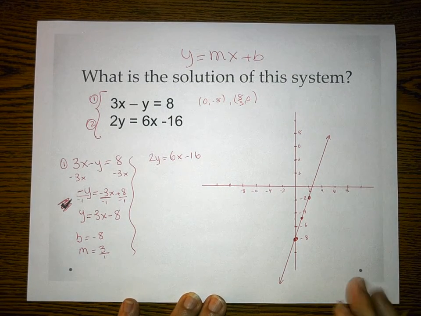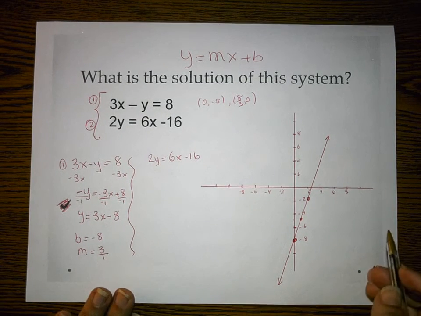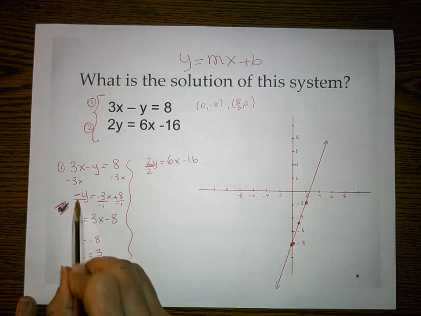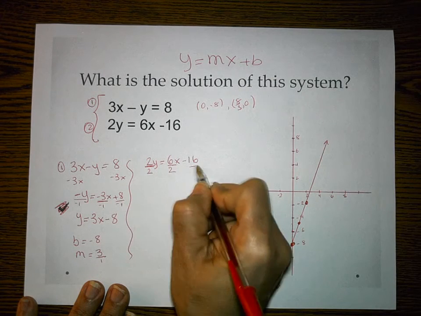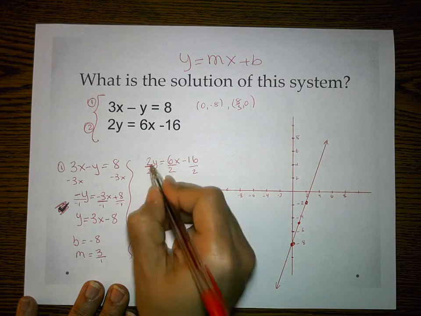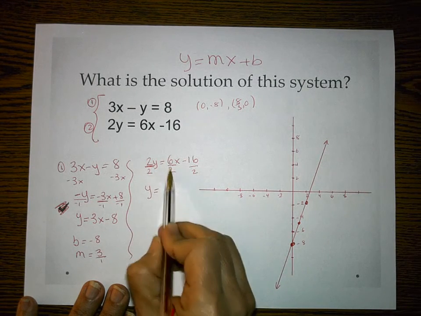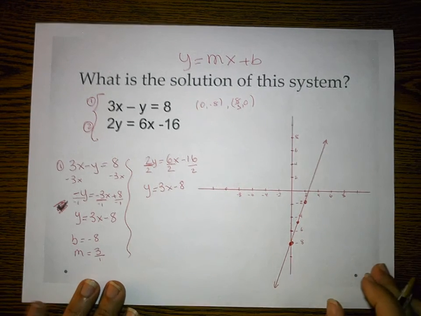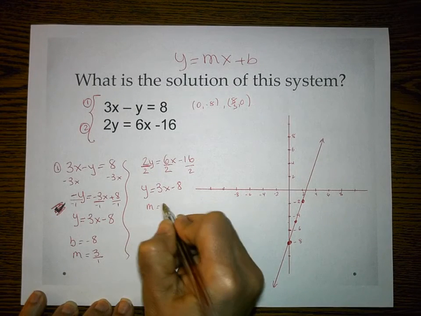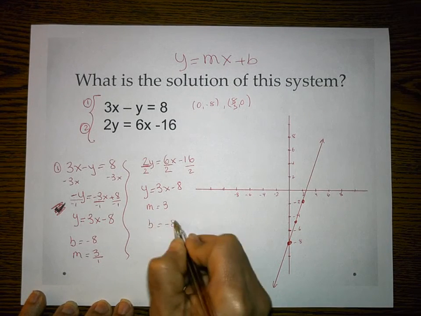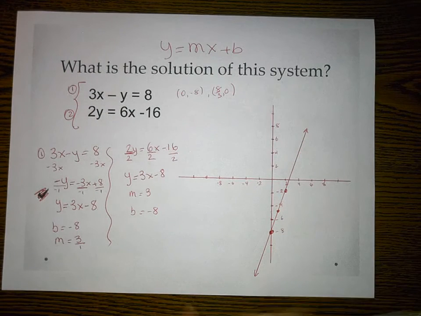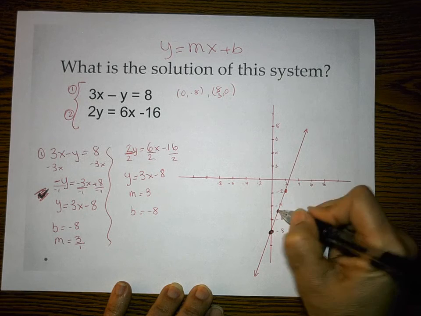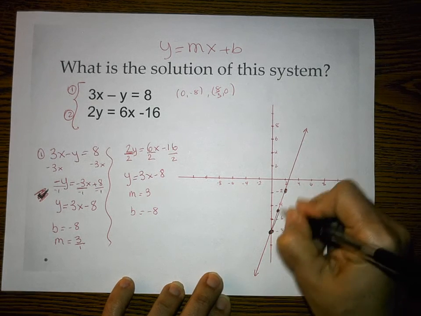Okay. Now let's take a look at this other one. All I have to do is get y by itself. So I would divide by 2. Here I divided by a negative 1. Here I'm dividing by a 2. So if I divide by 2, I get y equals 6 divided by 2 is 3, and negative 16 divided by 2 is negative 8. So the slope is positive 3. The y-intercept is negative 8. So it happens to be exactly the same line. It didn't look that way, but the y-intercept is negative 8. Up 3, run 1. Up 3, run 1. And there you go. It is exactly the same line on top of each other.